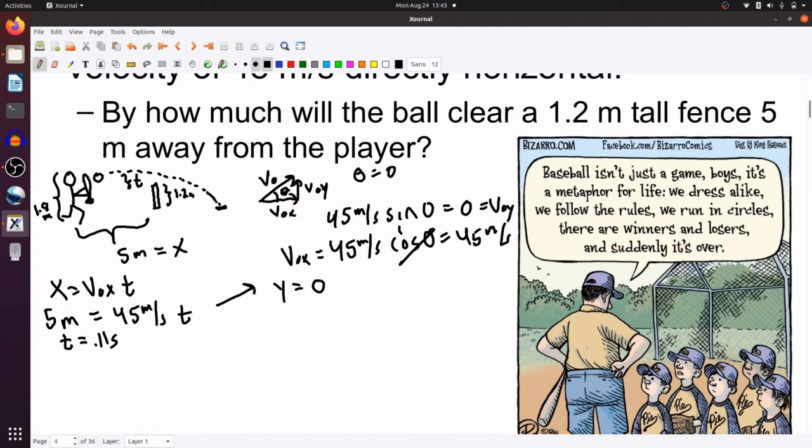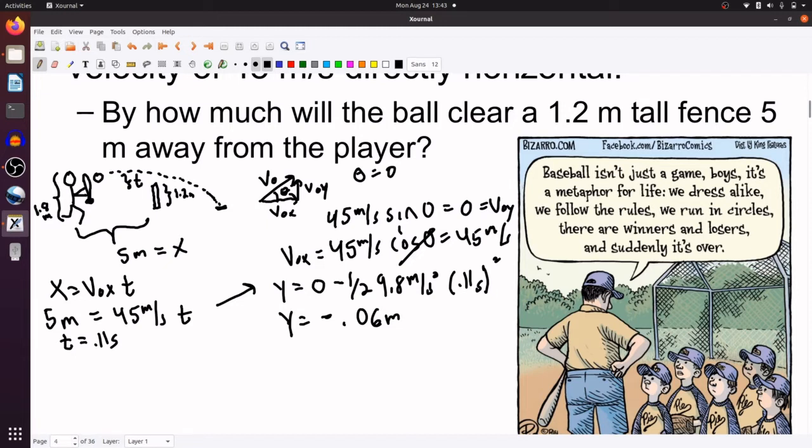So y is equal to 0 minus 1/2 of 9.8, since I know that gravity is negative, pointing down towards the center of the Earth. And now I use the time that I just found, 0.11 seconds, and I square it. And so I get y equal to negative 0.06 meters. So that means it's been displaced 0.06 meters.